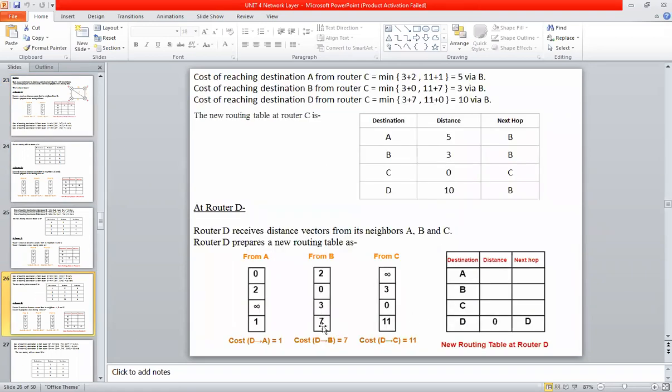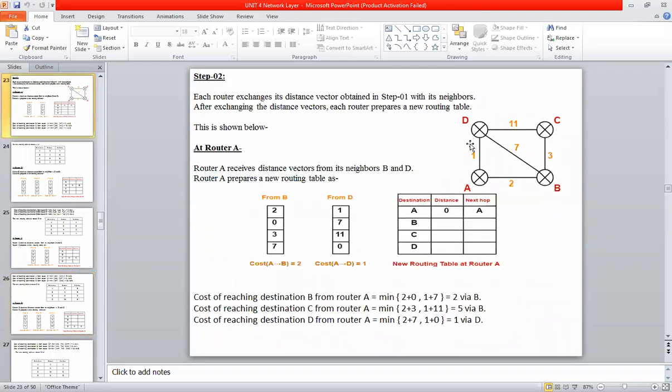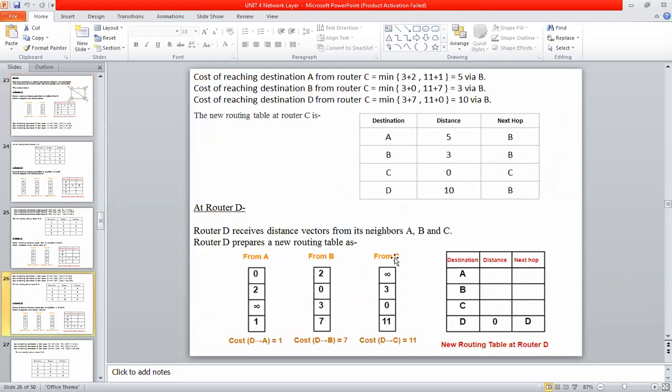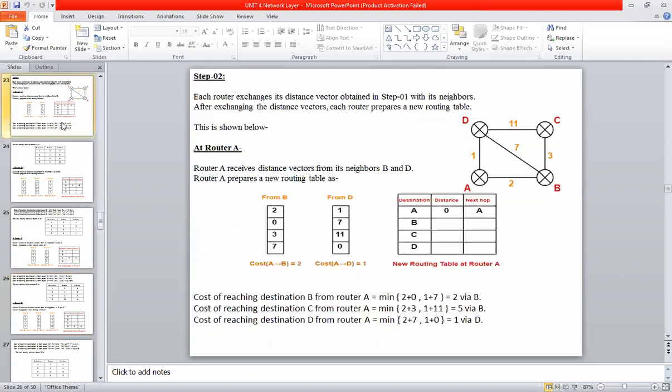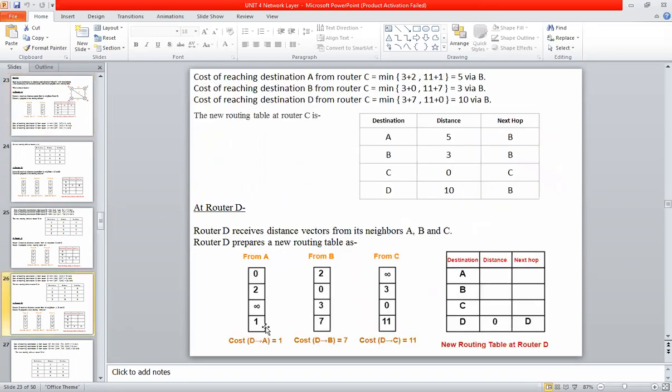See here, 7. C to A, is there a direct connection from C to A? No direct connection. You have to move from C to D and D to A. So that becomes infinity. C to B, is there a direct connection? Yes, 3. C to C, that is 0. C to D, that is 11. Similarly, we have written here.